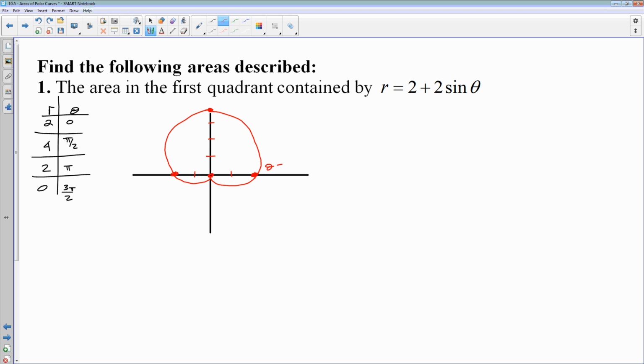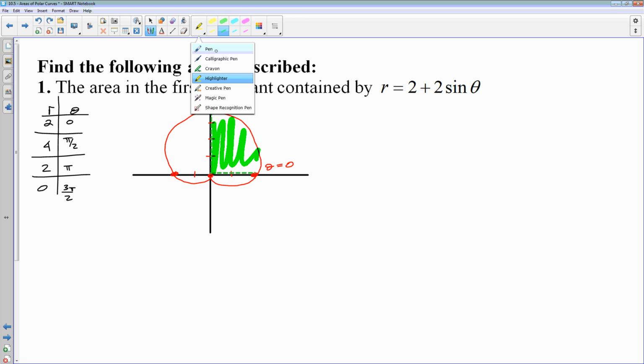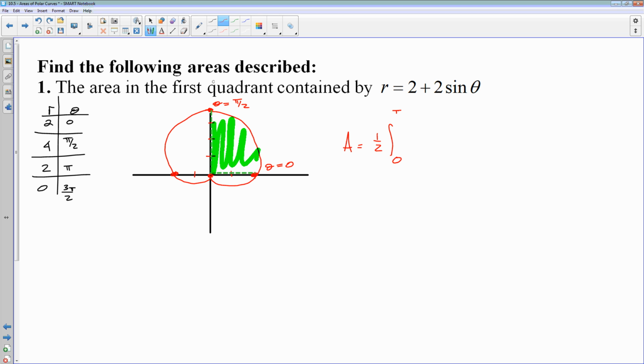And it does turn out in this case that my first quadrant is contained by the angles 0 and pi over 2. So I'm going to find my area from an angle of 0, and then extend that all the way up to an angle of pi over 2, and that would give us all of the desired area. So here is the area we are looking for right here. And we'll just throw this into the area formula, which would be 1/2 the integral from 0 to pi over 2 of r squared.